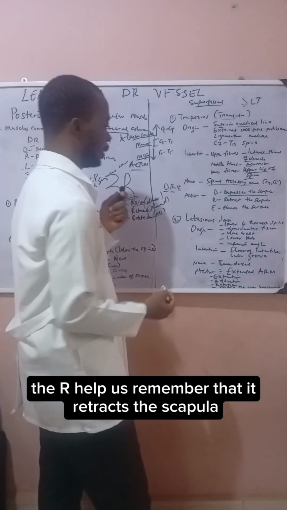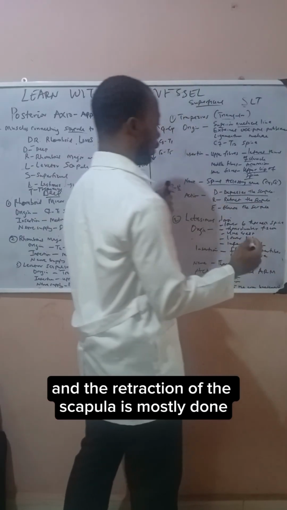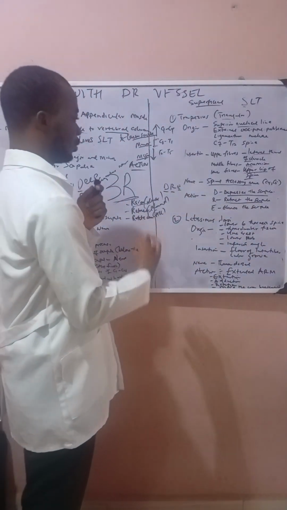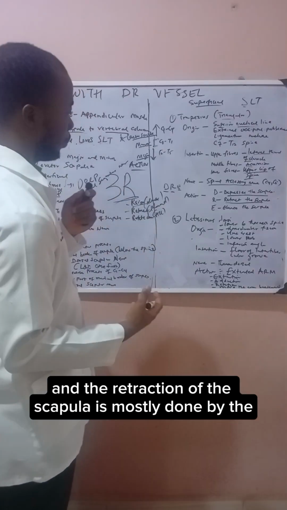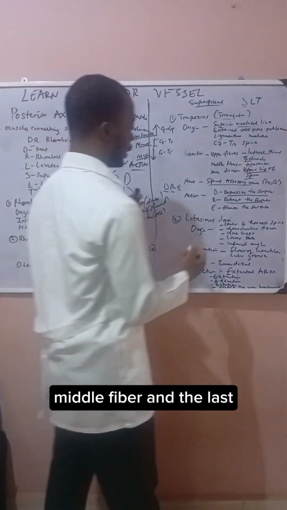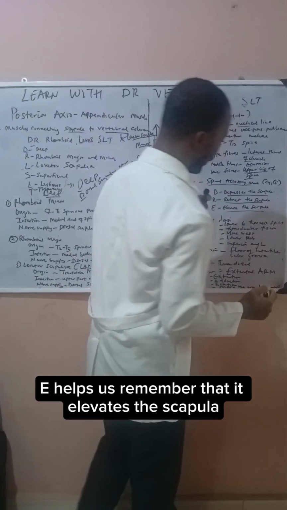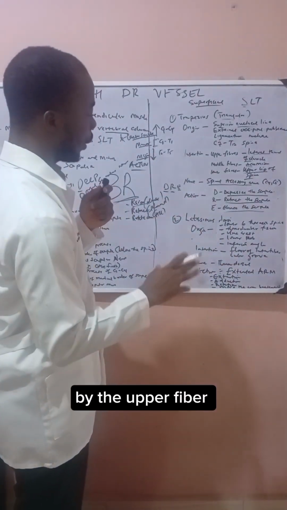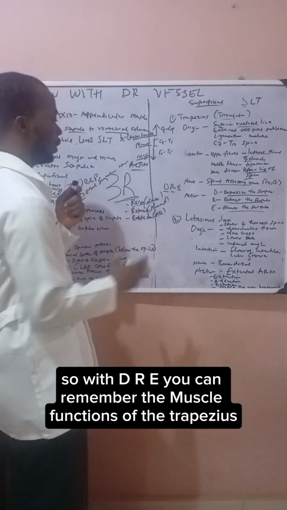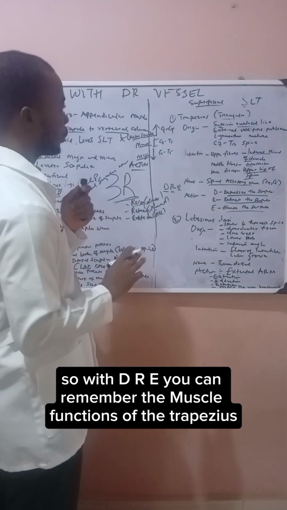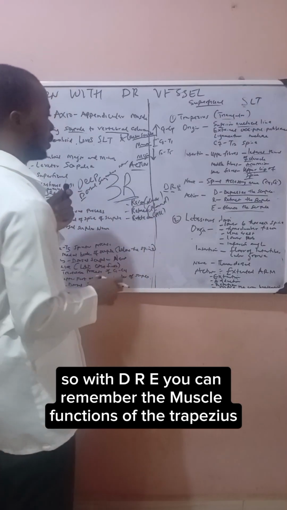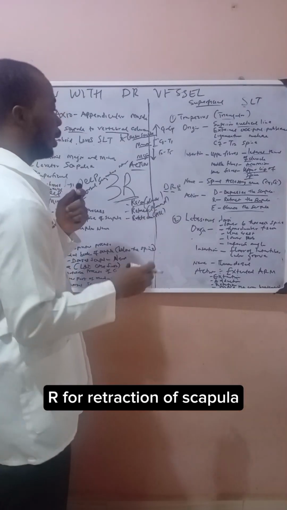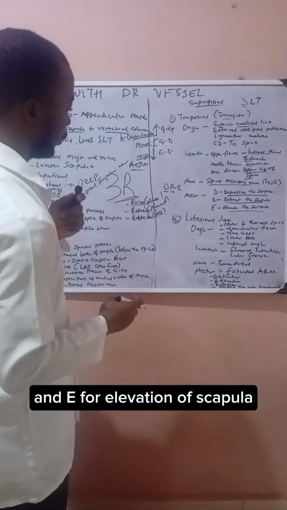The first E helps us remember that it retracts the scapula, and the retraction of the scapula is mostly done by the middle fibers. And the last E helps us remember that it elevates the scapula, and the elevation of the scapula is mostly done by the upper fibers. So with DRE, you can remember the functions of the trapezius: D for depression of scapula, R for retraction of scapula, and E for elevation of scapula.